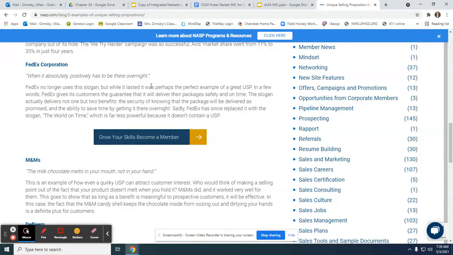The next is FedEx. One that they've used in the past was when it absolutely, positively has to be there overnight. There are many ways to mail packages and send letters. However, what they're saying here is that if you need it guaranteed, FedEx is the best way to go about it, because there's many other companies that offer these types of quick service, but it's not always going to be guaranteed. So that's what they focused on in their marketing campaign.